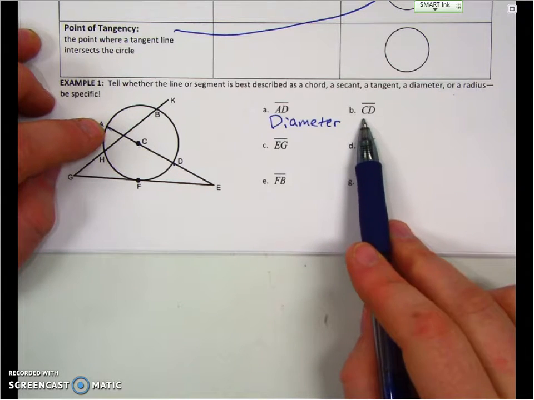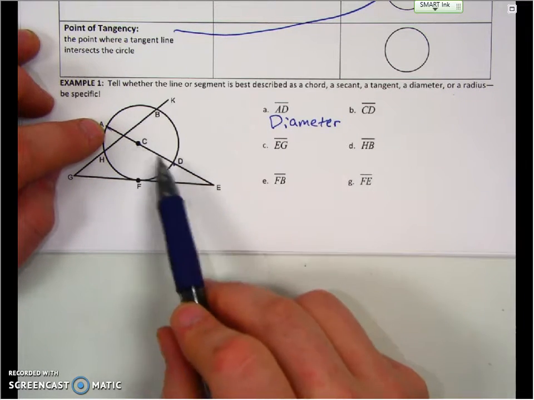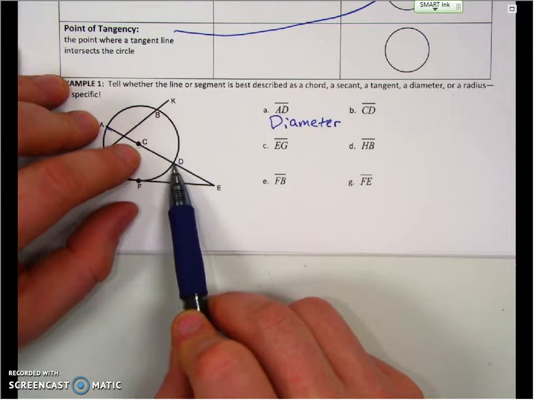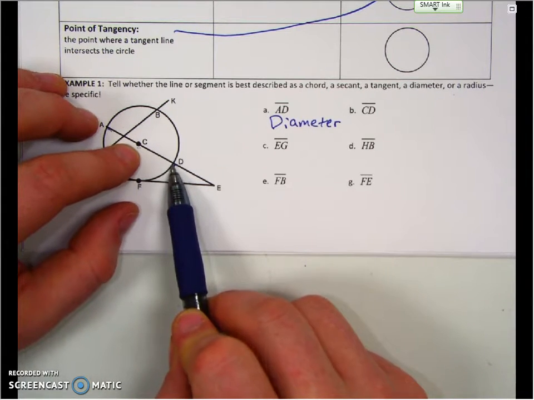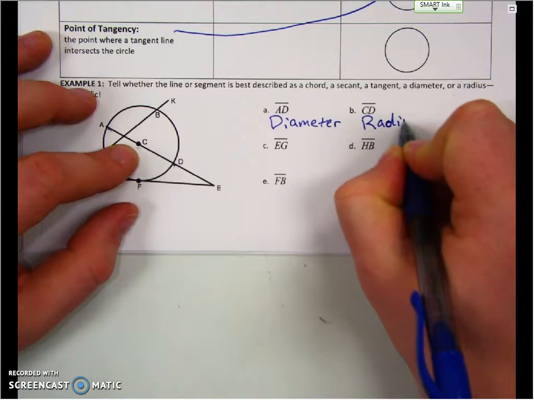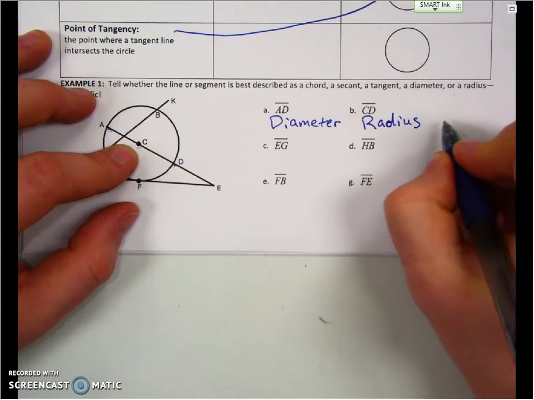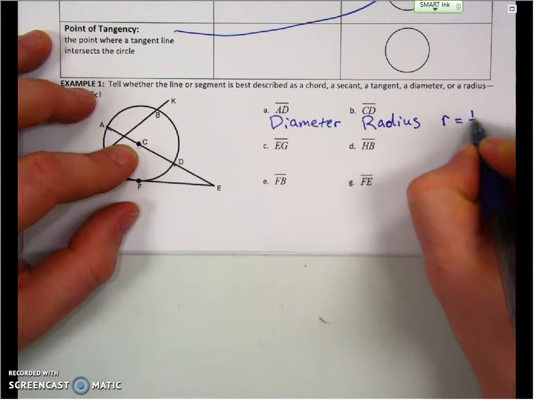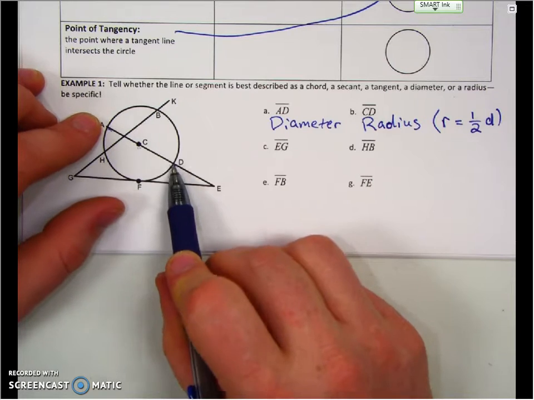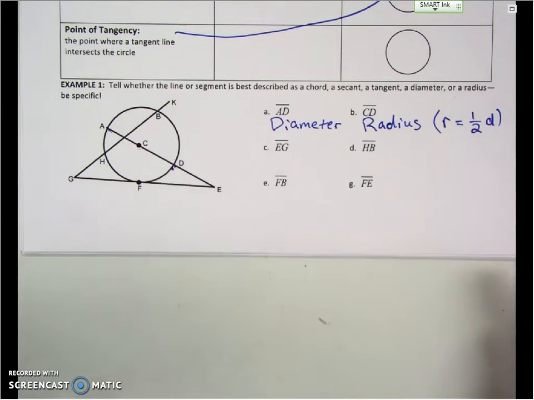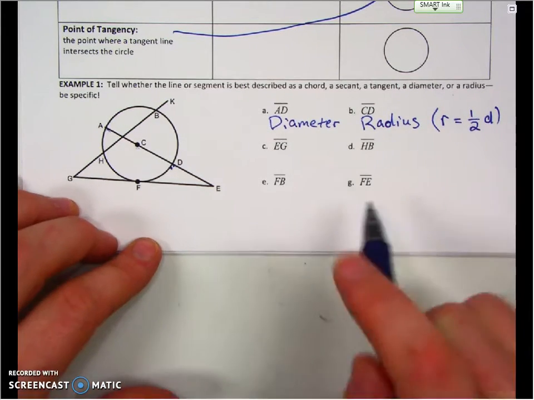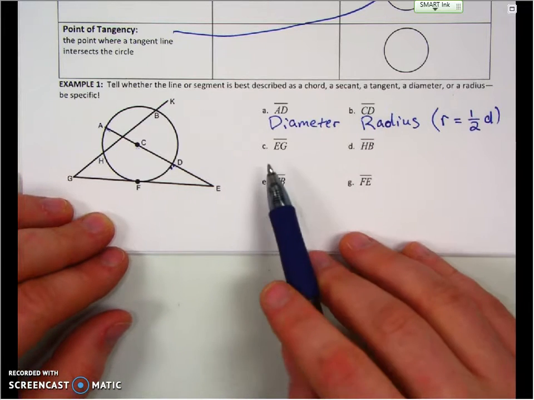If I look at this next line segment, the CD, well, that's part of my diameter. It's not the whole thing, it's half of that. It starts at the center point of the circle and hits the edge of my circle. And of course you recognize that as the radius. And we know that the radius is half of the diameter, so I could write a little formula there. Obviously this radius is half as long as this diameter. That showed up a lot when we used pi and calculated circumference and area of a circle. These two things are things you should be familiar with.